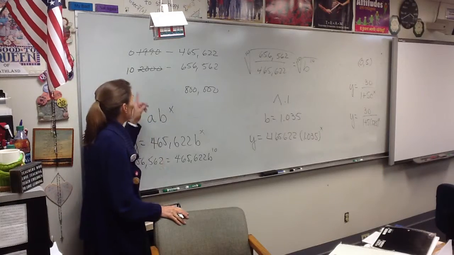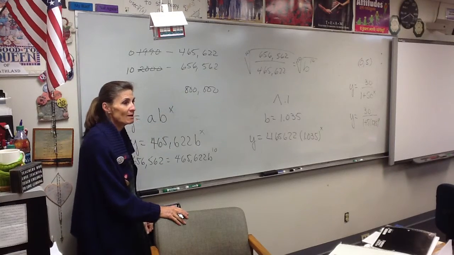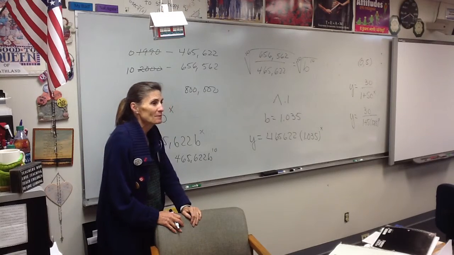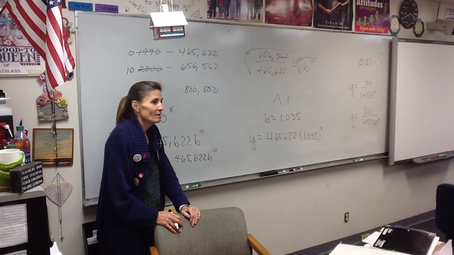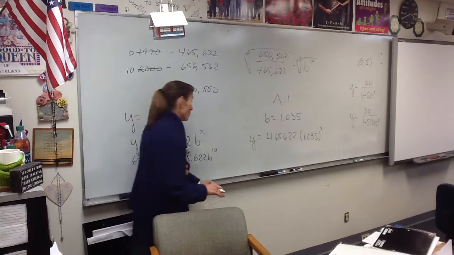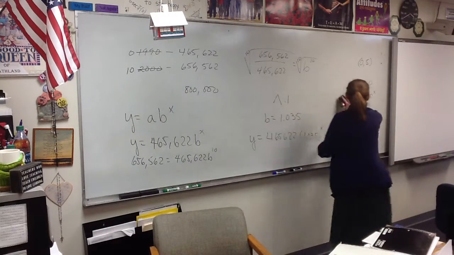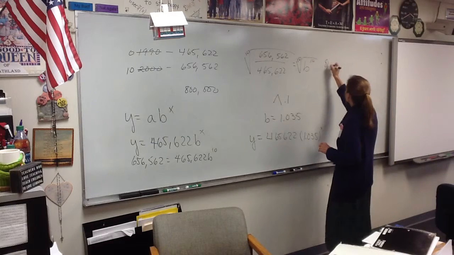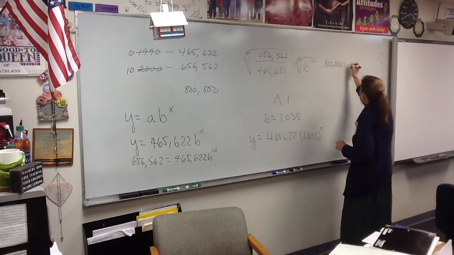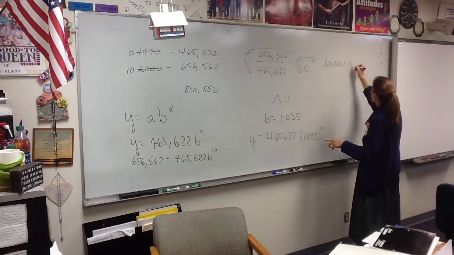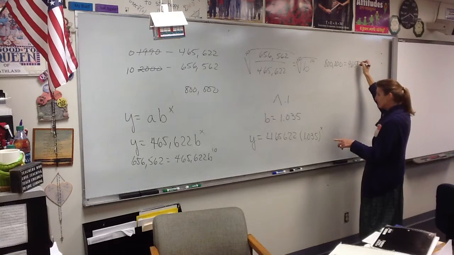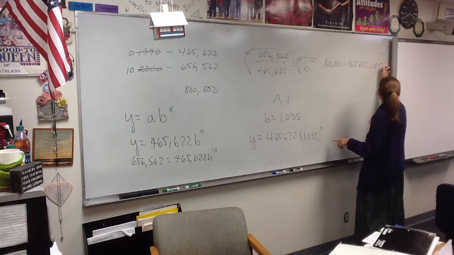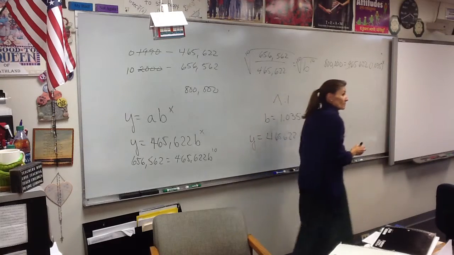Now, when is it going to be 800,000 is the question. What do I do with that 800,000? Plug it in where? This is awesome. Because here are your choices now. So 800,000 equals 465,622 times 1.035 to the x.